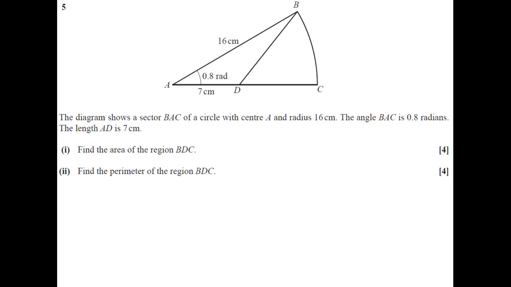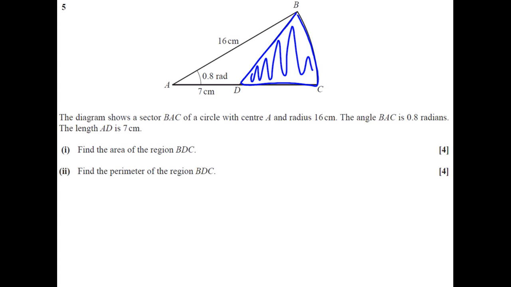Question 5. Diagram shows sector BAC of a circle with centre A, radius 16. The angle BAC is 0.8 radians. As soon as you hear the word radians, you might as well go to your calculator and change it to radians straight away. The angle BAC is 0.8 radians, the length of AD is 7. All of that information is on the diagram. Find the area of the region BDC. So we want this area.